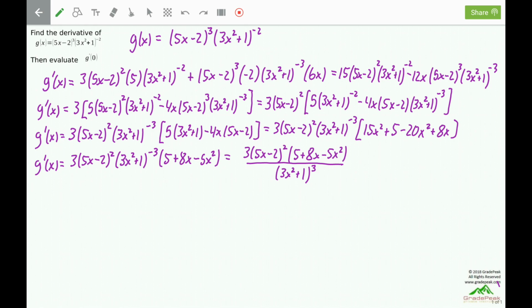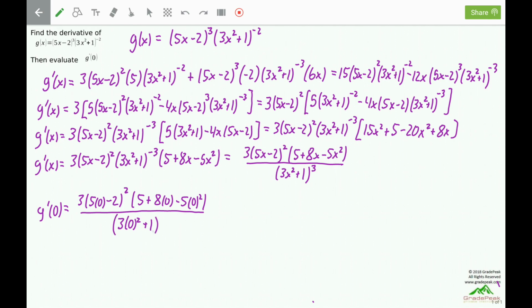The next thing to do is evaluate g prime of 0. So g prime of 0 means to plug a 0 in for each of the x's. We will have 3 times 5 times 0 minus 2, and then quantity squared. We have this 5 plus 8 times 0 minus 5 times 0 squared. And then we have the entire thing over 3 times 0 squared plus 1, and that whole thing cubed.